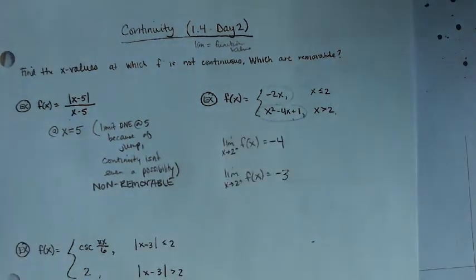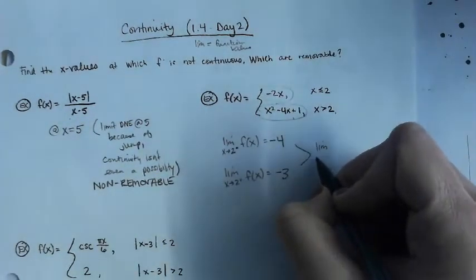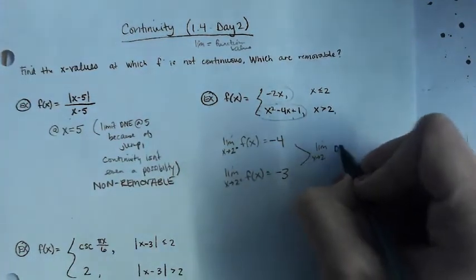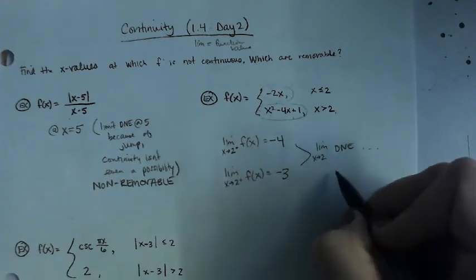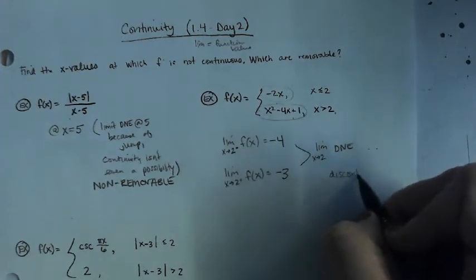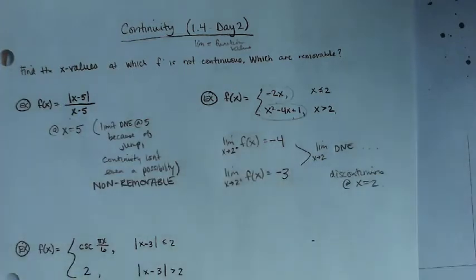So again, continuity is off the table. We can't even get to the second item on our checklist of continuity if the limit doesn't exist. These are different, so the limit as x approaches 2 does not exist, therefore discontinuous at x equals 2.